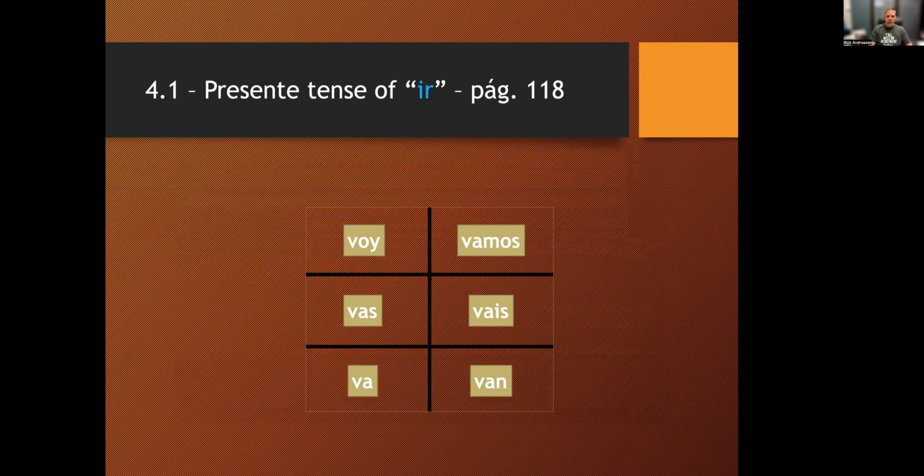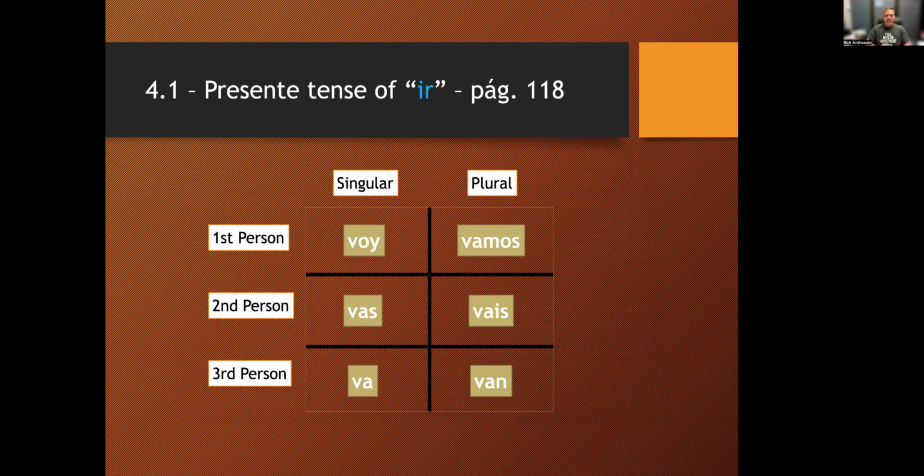So again, we look at the different ways of conjugating this, and we have the way that makes sense for me. So, clase, repitan, por favor. Yo voy. Tú vas. Usted va. Él va. Ella va. Nosotros vamos. Vosotros vais. Ustedes van. Ellos van. Ellas van. Okay, so pretty simple. Voy, vas, va, vamos, vais, van.